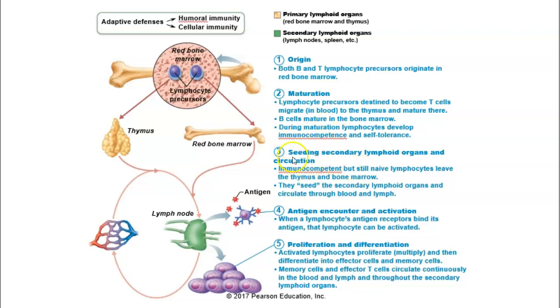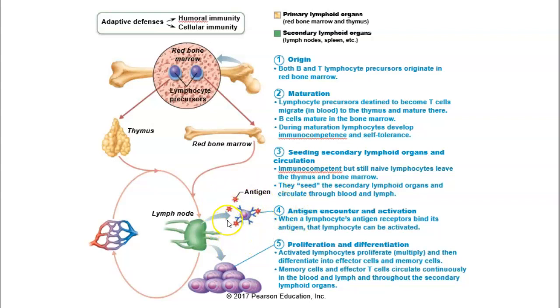And so we say these cells seed secondary lymphoid organs. Primary lymphoid organs, red bone marrow and thymus, are the locations at which these lymphocytes will mature. Secondary lymphoid organs, again, are going to be lymph nodes, tonsils, spleen, that kind of thing. Okay? So as they seed the secondary lymphoid organs and circulate throughout the body, they are doing that to try to enhance the opportunity of meeting their antigen.